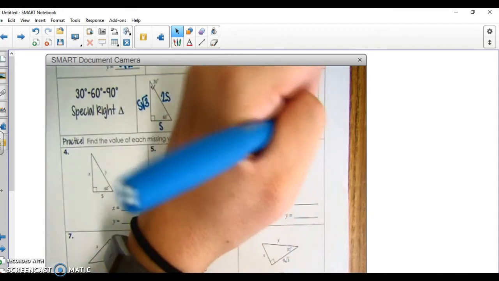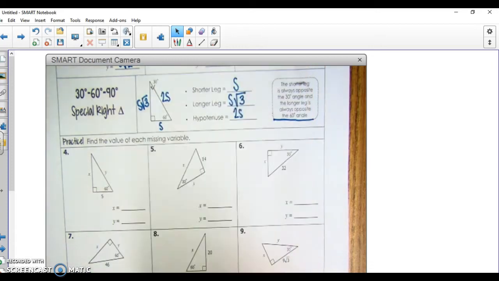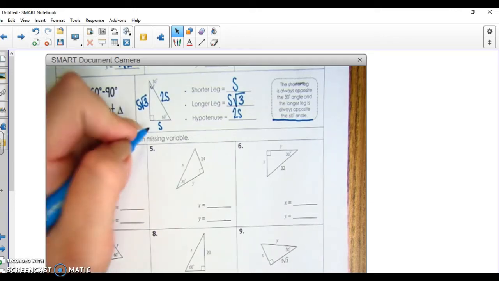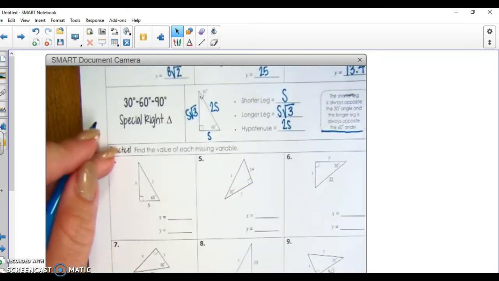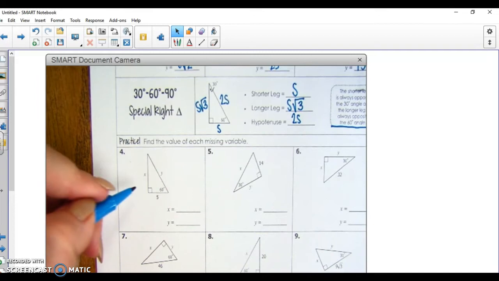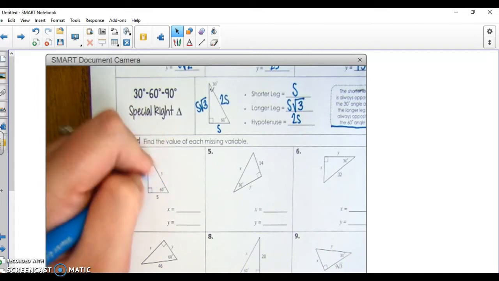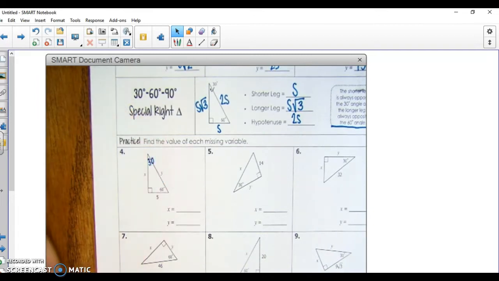All right, then we always know the shorter leg is always opposite the 30-degree angle, and the longer leg is always opposite the 60-degree angle. Hypotenuse will always be opposite the 90-degree angle. All right, so we'll do number 4. So number 4, we have our shorter leg as 5, because this is going to be 30.